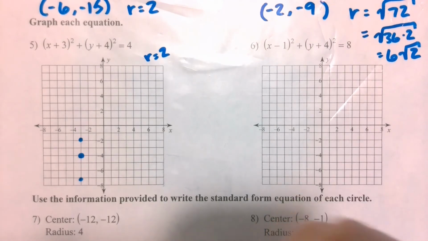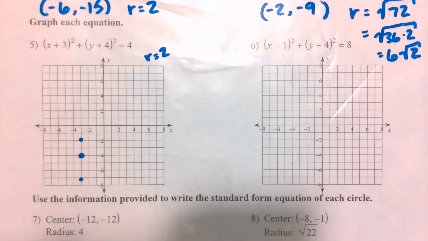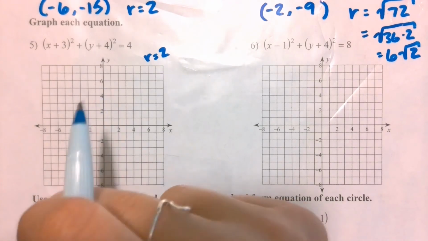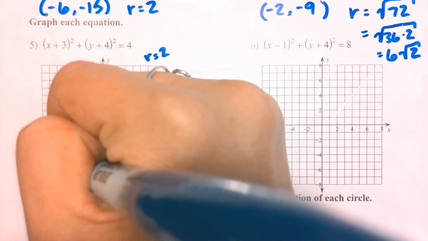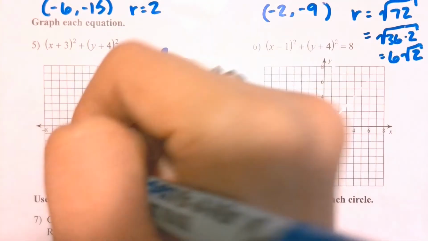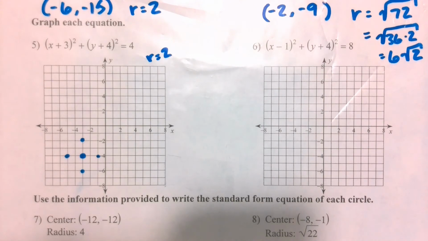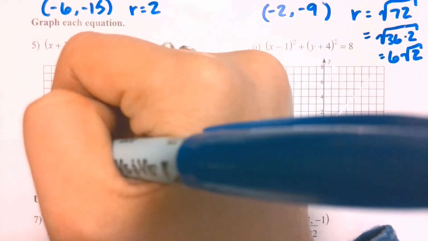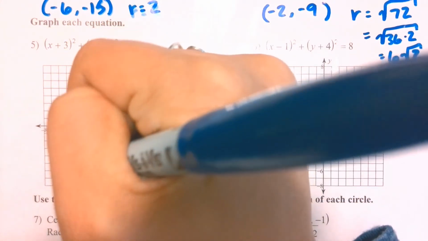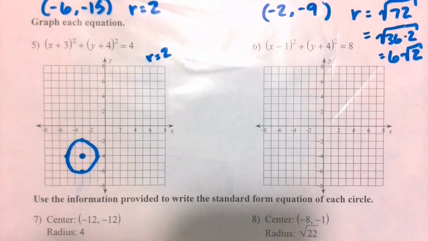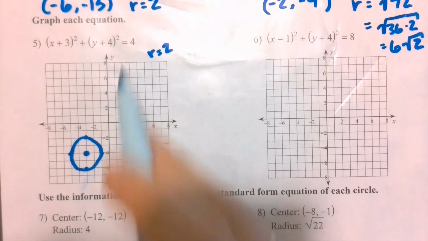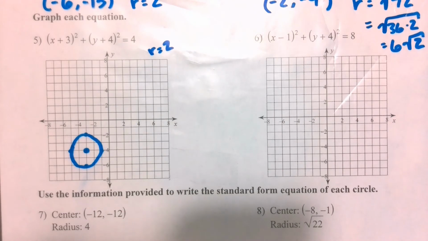Oh, that was 3, wasn't it? Ew, no. That's not too bad. Okay, there's my 2 down. I can count 2 to the right and 2 to the left. And that's going to give me a pretty good idea of what my circle looks like. So from there, I'm just going to sketch it. Okay, so not perfect, but that gives me a pretty good idea of what this circle would look like on the coordinate plane.